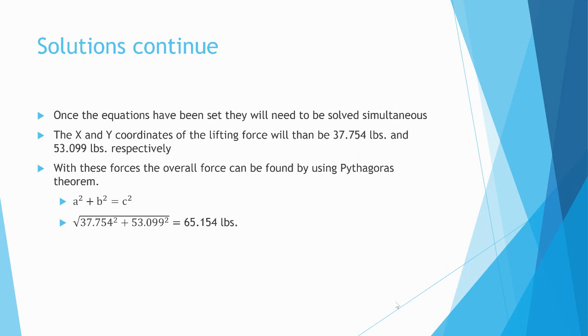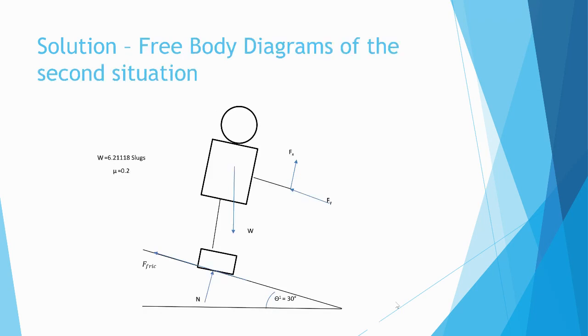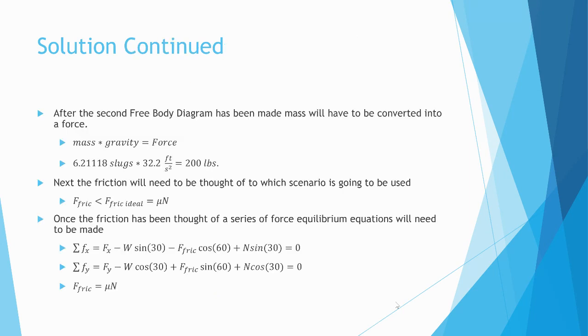Continuing on with the friction portion of it, another free body diagram of Sam himself will have to be made. Again, the axis will be tilted. Also, the mass will have to be converted to weight again. However, a difference between the first part and the second part is that a test will need to be made for the friction, in which case the force of friction that is found is going to have to be less than the ideal force of friction that is found by multiplying the coefficient of friction by the normal force. So keep that in mind.